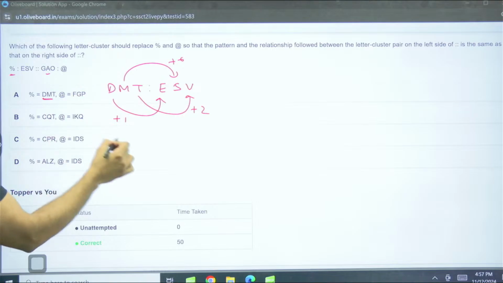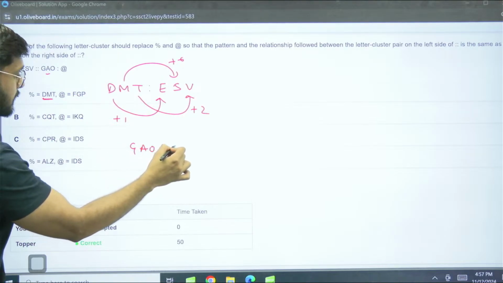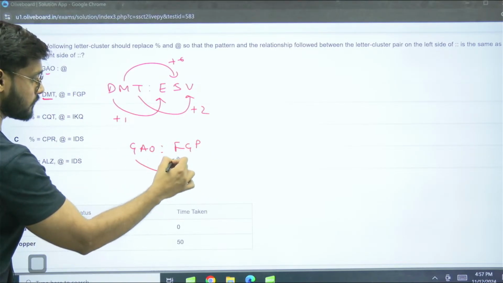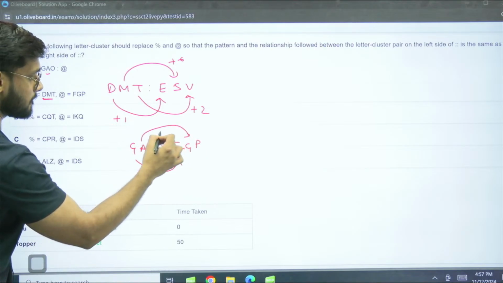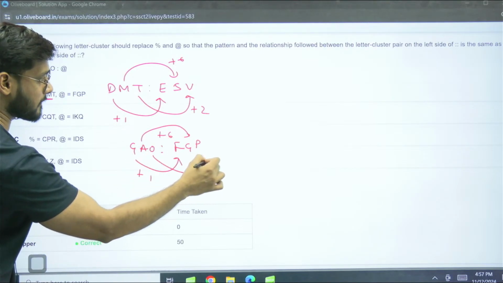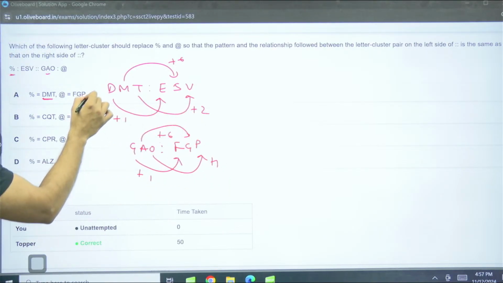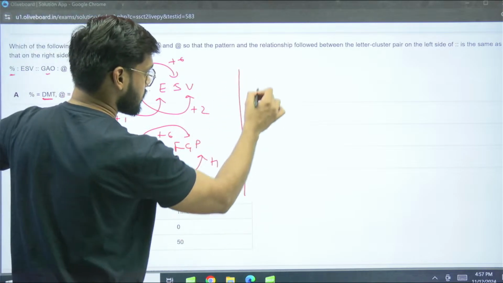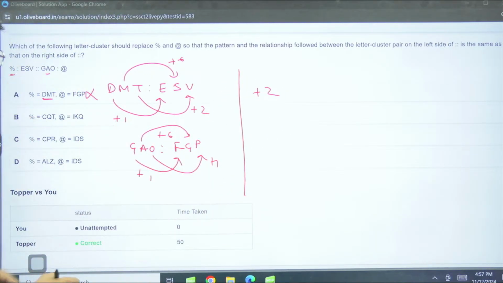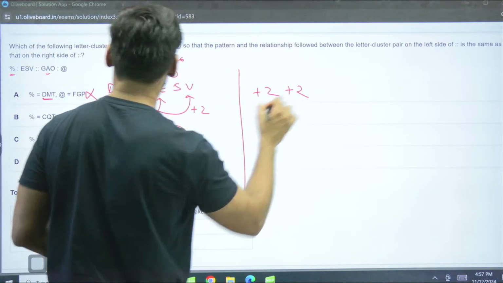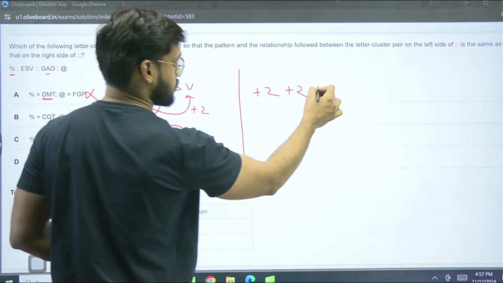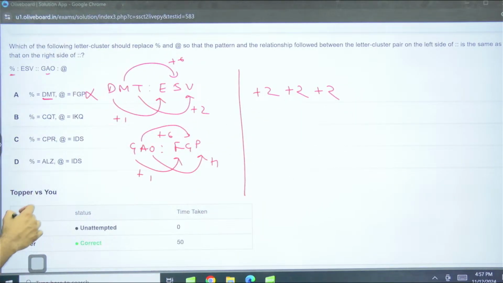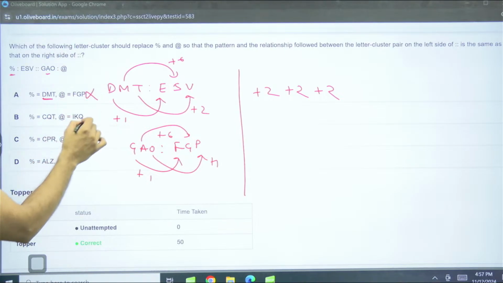Let's use the same logic in GAO. GAO will be related to FGP. G to F plus 1, A to G plus 6, and O to P plus 1, but we need plus 2. So option 1 is cancelled. CQT: C to E is plus 2, right? Then Q to S again plus 2, and T to V again plus 2. Then let's compare this with GAO. G to I plus 2, A to K not plus 2, cancel.